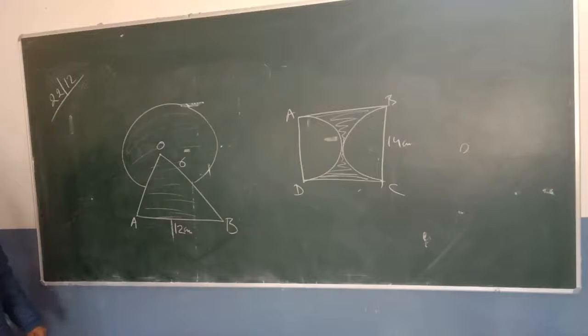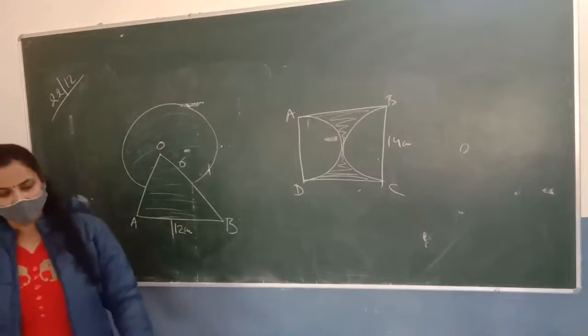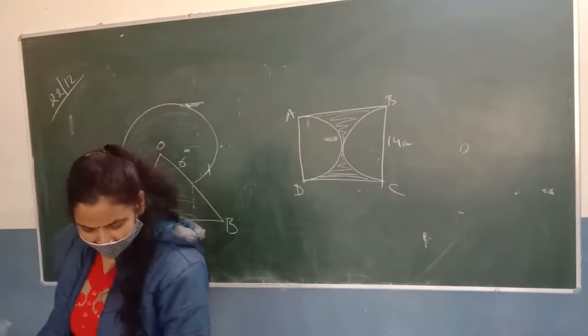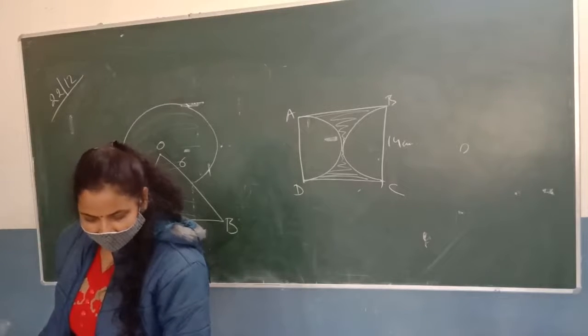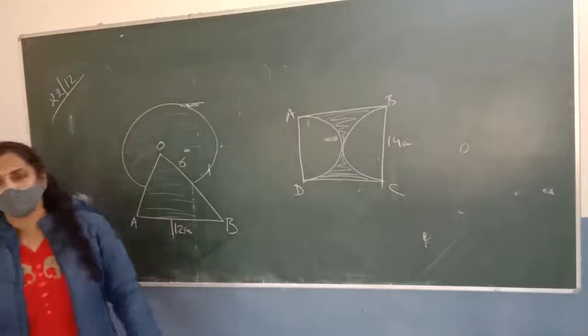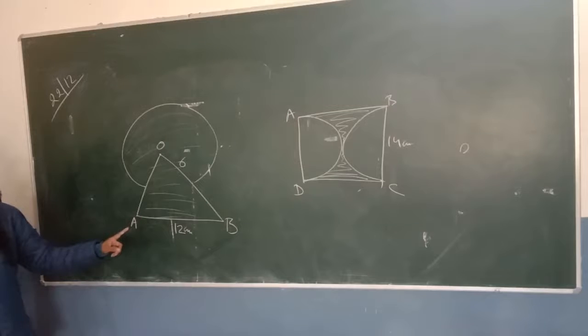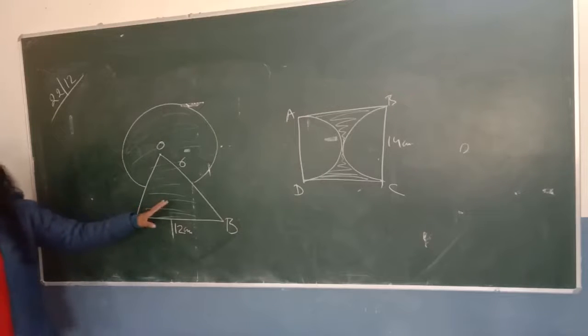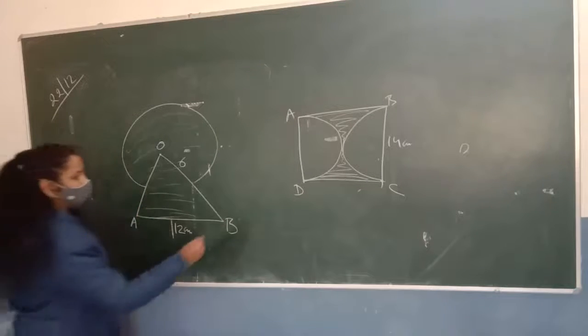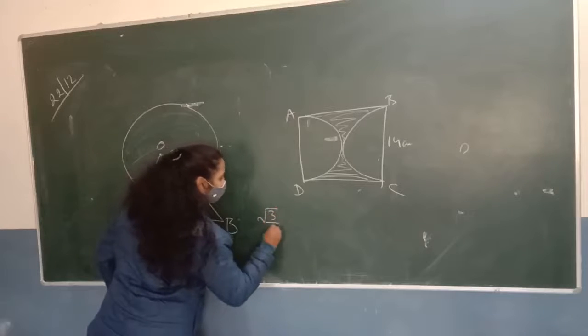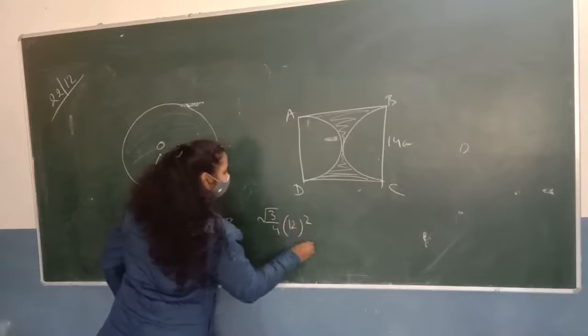Priyanshu, area of the figure. Triangle OAB is an equilateral triangle having the radius 6 and the side of the triangle is 12 cm. First we will find the area of the triangle. What is the area of the triangle of equilateral triangle? Yes. Root 3 upon 4 side square. Good. So we know the area of the triangle is root 3 upon 4 side square. Okay, I am writing here. Root 3 upon 4 into side square. This is the area of the triangle.